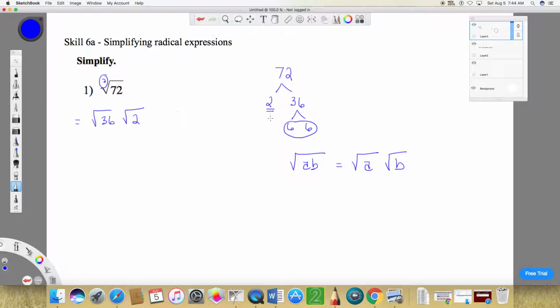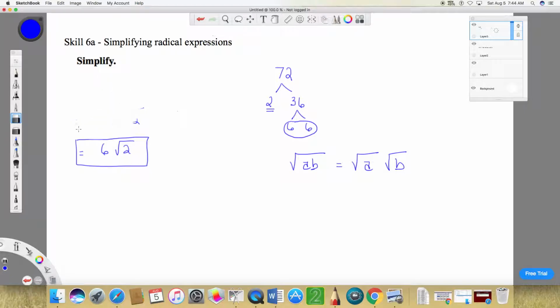See, we've got this 2. Well, the square root of 36, because that 36 has a pair of 6's, that's just 6. And this 2 is only a single factor of 2, so we can't simplify it any further. And here's our final answer for number 1.